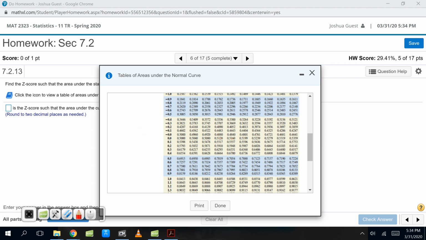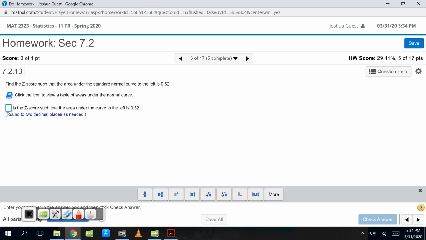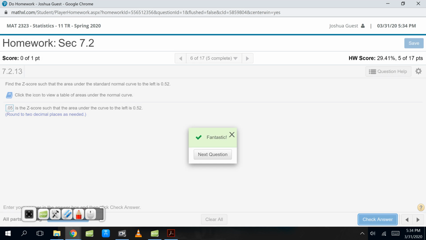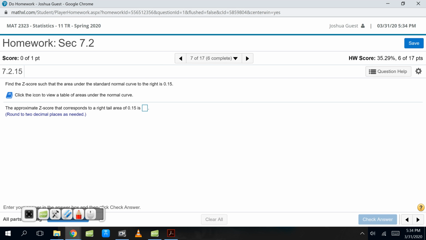0.05 is that z-score. So that's what the answer is going to be here. We're going to say this is going to be 0.05. Fantastic. We went backwards. We looked up 0.5200 in our table, then we found the z-score that matched. So approximate that corresponds to the right tail area.